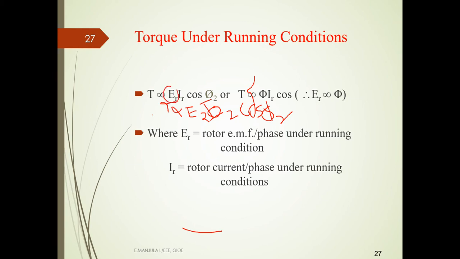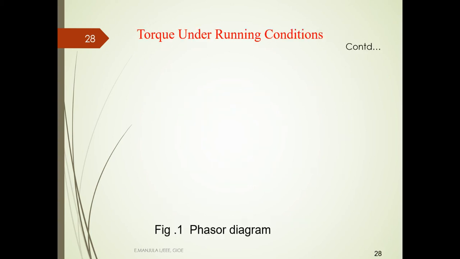So this is E2, this is not IR. This is E2, and E2 is directly proportional to phi, which is nothing but the flux here. This will always be constant, so this will also always be constant.